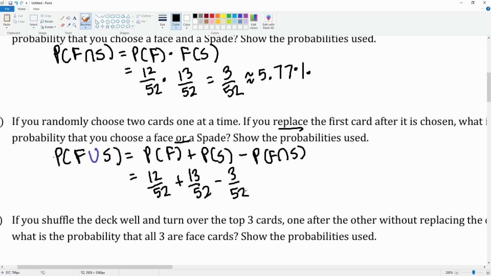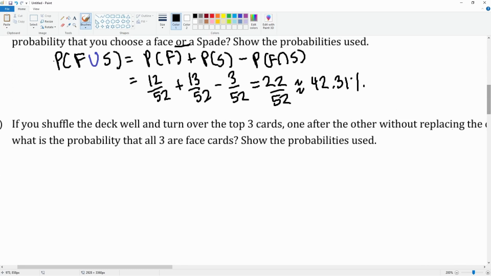So we can just do that. 12 plus 13 minus 3. Okay, so that is 22. 22 out of 52, right? And then to convert that into a decimal, times it by 100, you get roughly around 4.31%. And then again, the or is technically going to be higher than the and. Next, you shuffle the deck well.